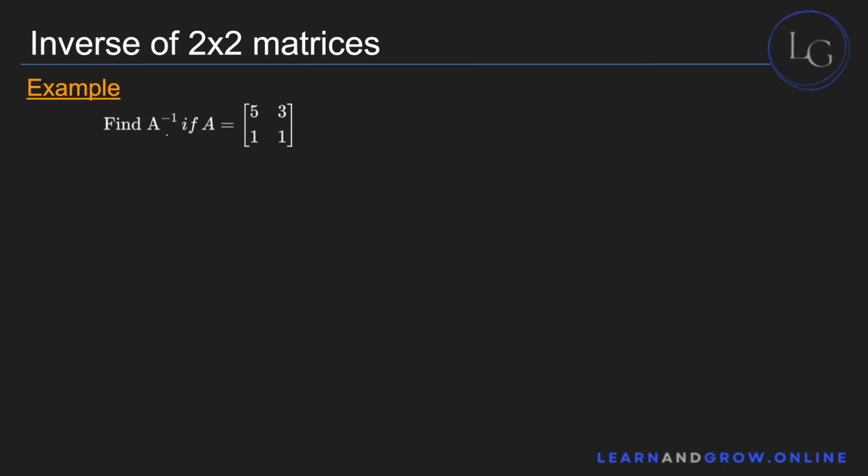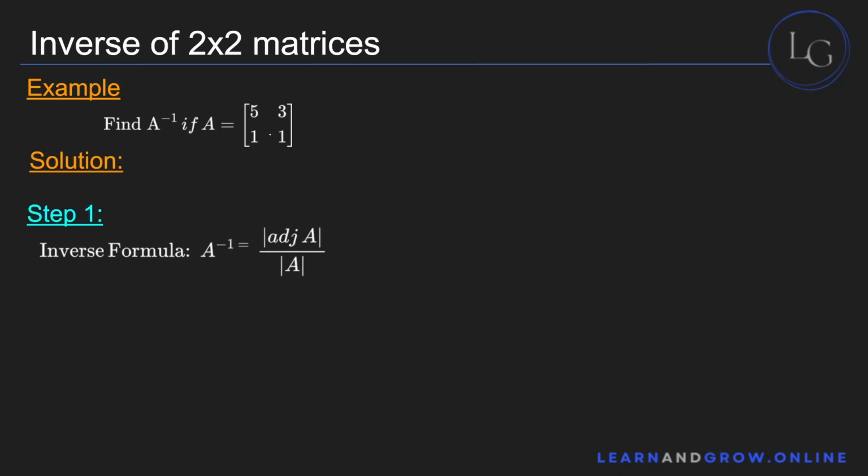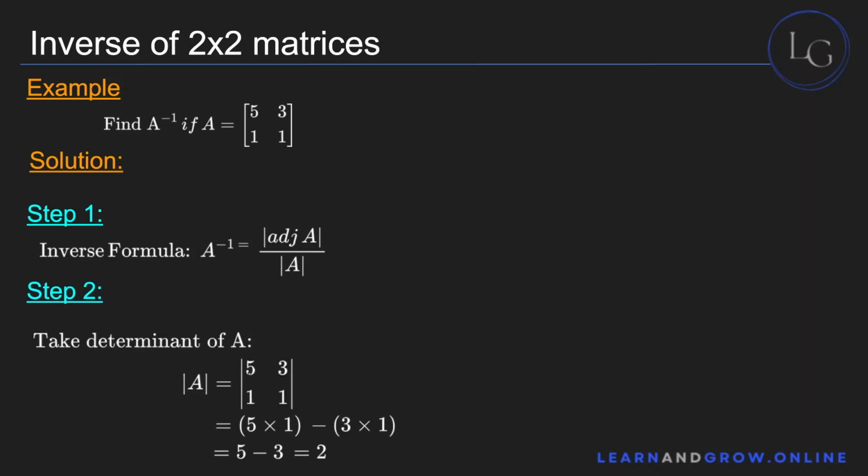So to find A inverse, if A is this matrix here, how will we find it? Simple. First off, you write down the formula so that you know what you're dealing with. And the second step is that you find the determinant of A. So the determinant of A is found like this. You multiply 5 and 1, and then you multiply 3 with 1, and then you subtract them.